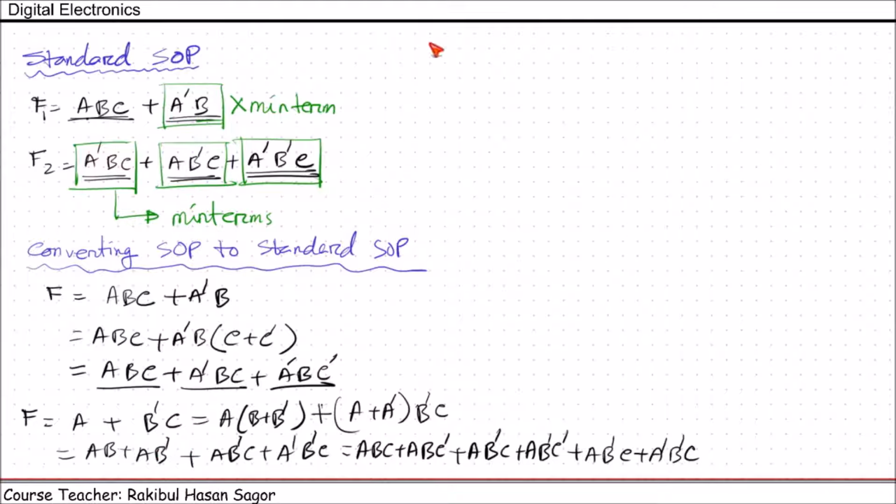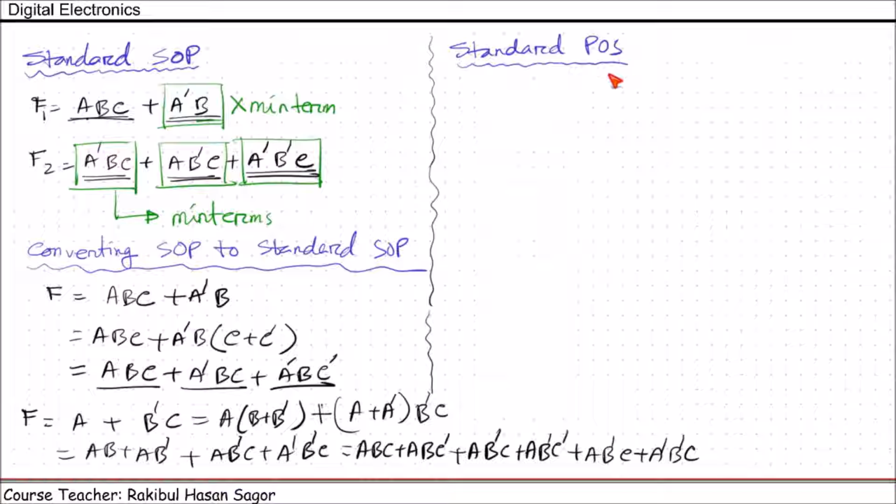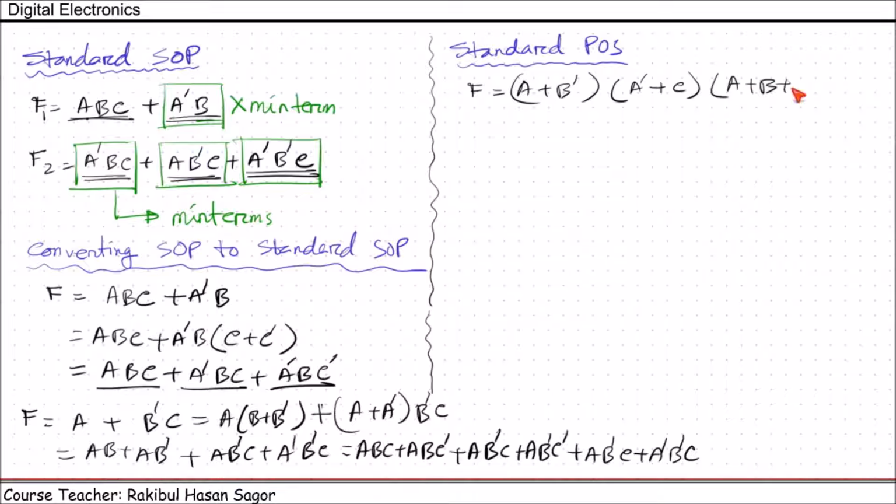Now let's see how can we get standard POS form. A standard POS expression is the one in which all the variables in the domain appear in each term in the expression. For example, if we have a function like this, (a plus b') into (a' plus c) into (a plus b plus c).